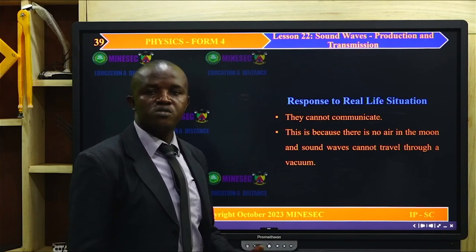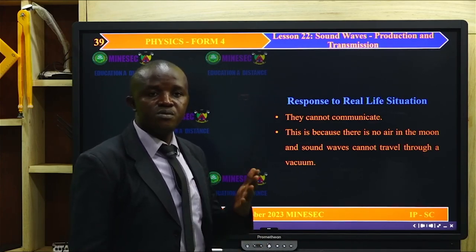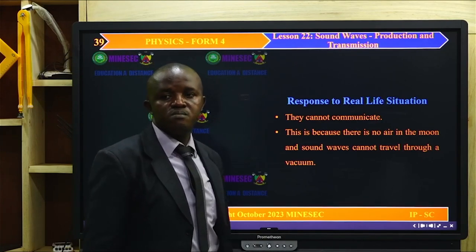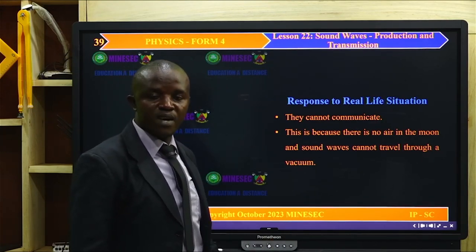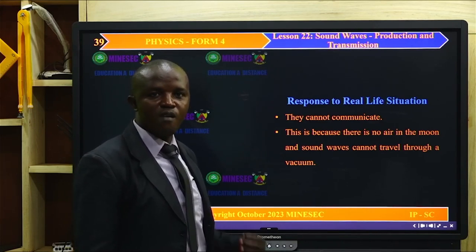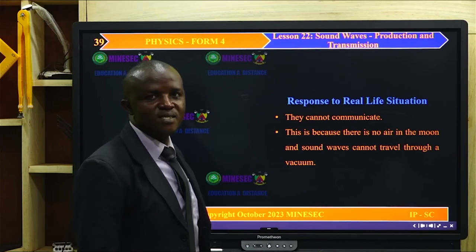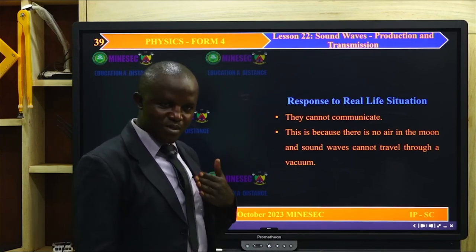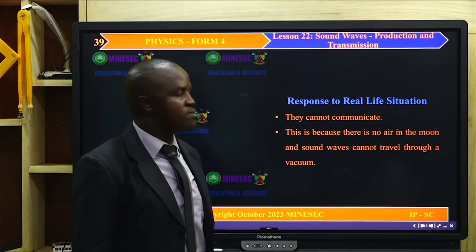What the walkie-talkie does is convert the sound wave into an EM wave that can travel through a vacuum. And we have some layers of trapped air inside the astronaut's vest. That's how they can communicate with each other with the help of the walkie-talkie.